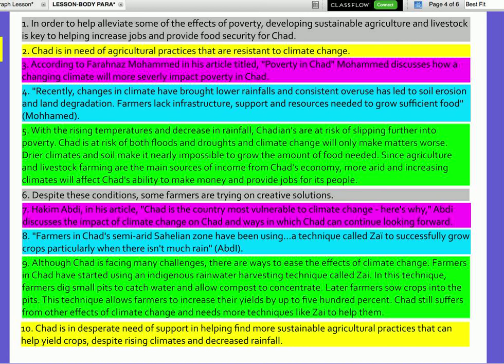That's all the way back to my topic sentence. And this is why they need it. They need practices that can help yield crops despite rising climates and decreased rainfall. So this is how I wrap up my last idea. So I realized that I forgot this part. So more sustainable practices like Zai farming that can help yield crops despite rising climates and decreased rainfall.